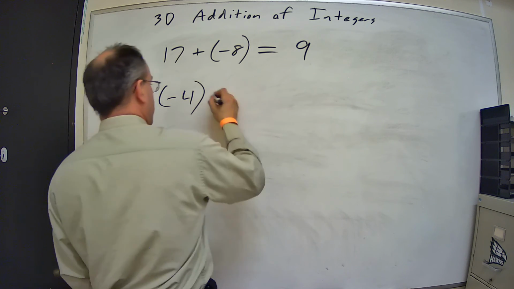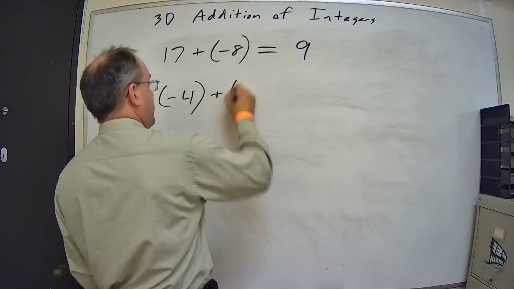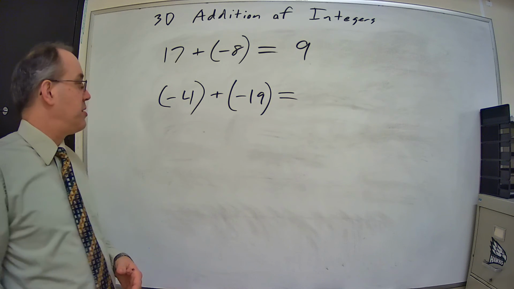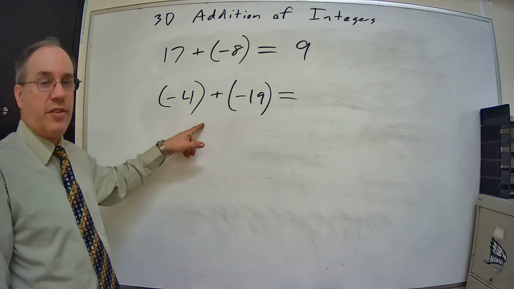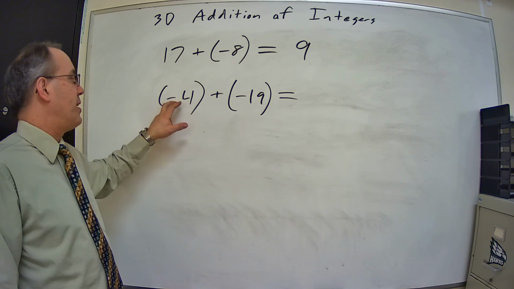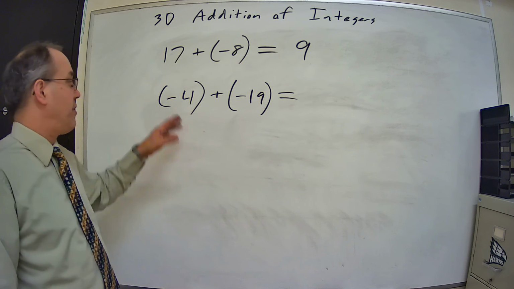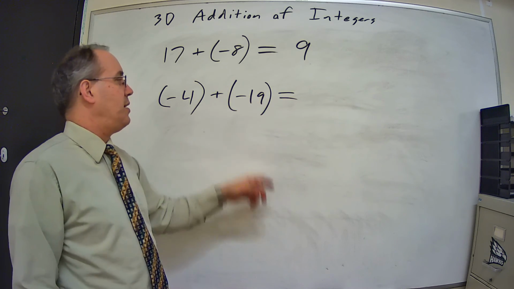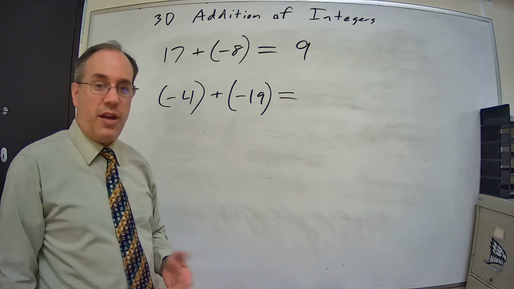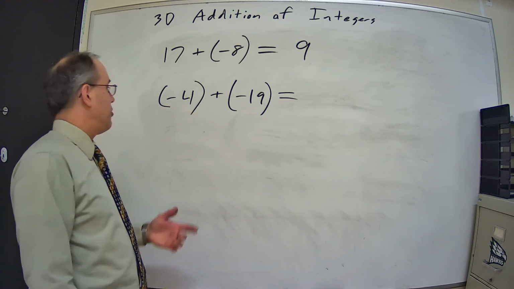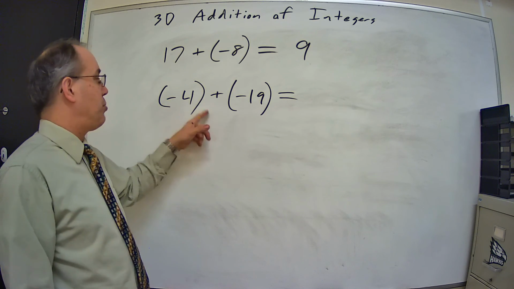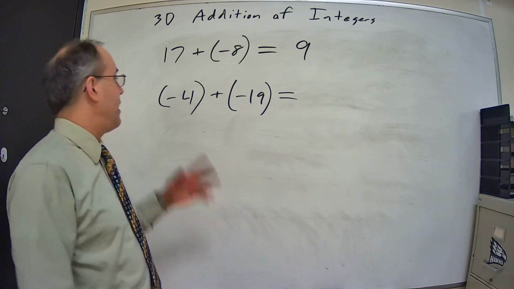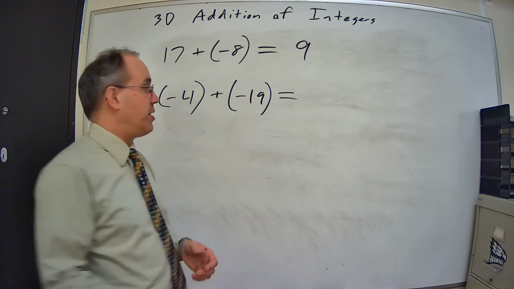-4 plus -19. Again, practice plugging this into your calculator. You probably don't have to put the parentheses there because you're making it a negative 4, not subtracting 4. Okay, so you may be able to plug this in as -4 plus -19 equals, and it comes out. If you're using that TI-30XA, you'd have to do 4 negative plus 19 negative equals. And when you do that, you should come out with -23.